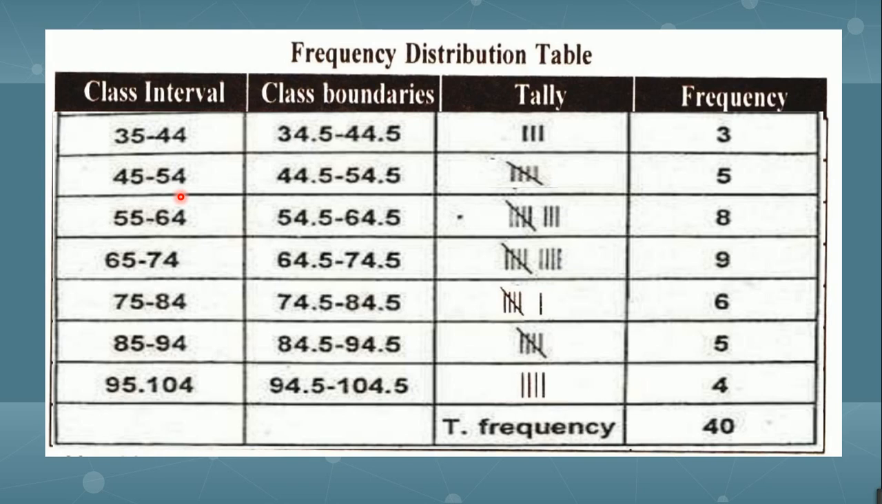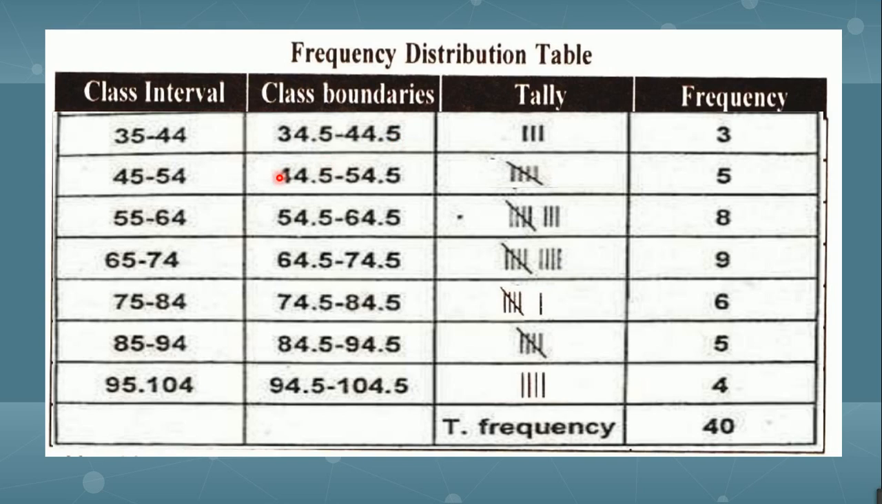And then we will make class boundaries for each class interval. 35 is the lower class limit, 44 is the upper class limit. For a class boundary for each class interval, we will subtract 0.5 from the lower class limit and add 0.5 to the upper class limit. So the lower class limit becomes 34.5 and the upper class limit 44.5.